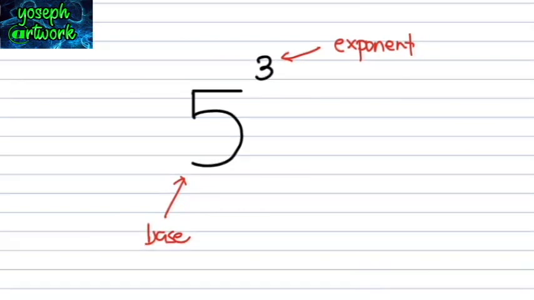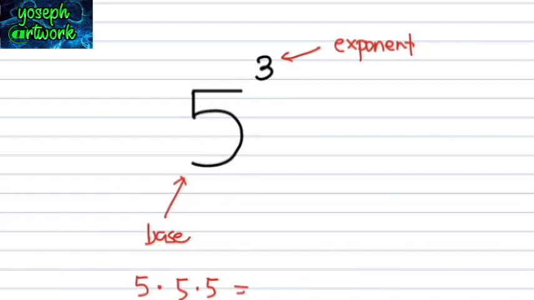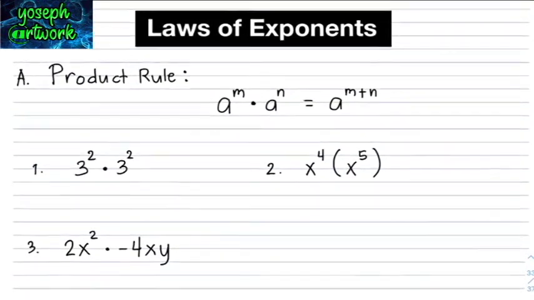The exponent indicates how many times natin gagamitin as factor yung base natin. So, in expanded form, yung 5 raised to 3 natin is simply 5 times 5 times 5. As you can see, 3 times natin minultiply yung ating base because the exponent is 3. And simplifying 5 times 5 times 5, that will give you 125. I hope na sa review pa lang natin, you already know what is the base and the exponent of a given expression.